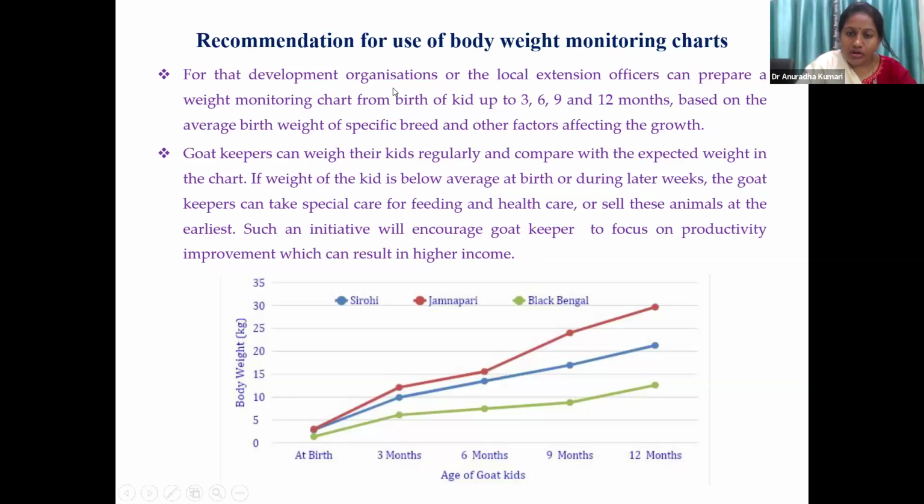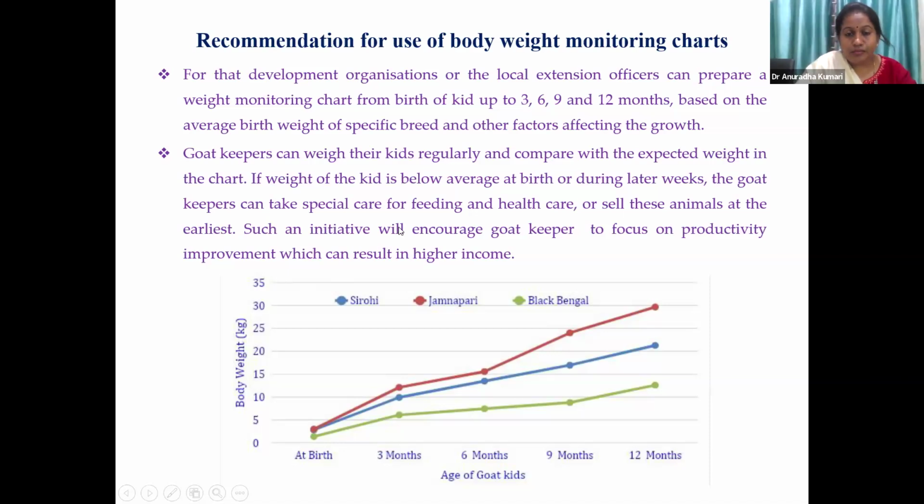For that, development organizations and local extension officers should prepare a weight monitoring chart for different time intervals, specific to the breed and particular region. What goatkeepers will do is regularly weigh their kids and compare with the standard chart. If they find that the weight is less than the standard, they will give special care in terms of feeding and health care to the kids, or it is better to cull that particular animal.